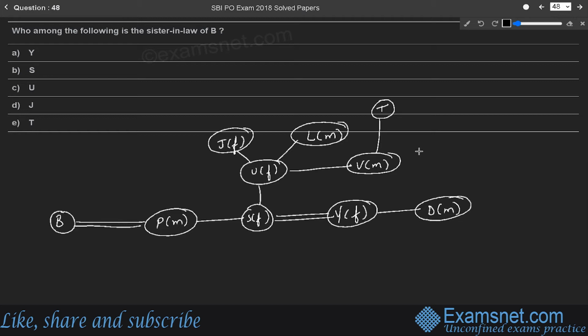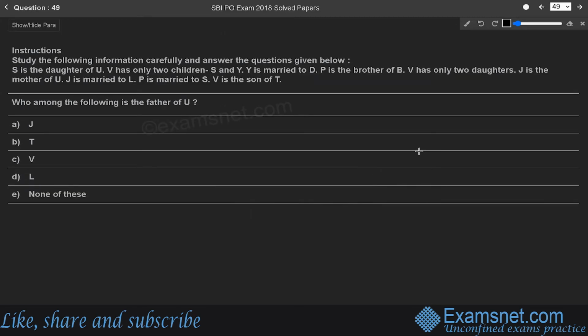It represents that double line is representing siblings and single line is representing married couples. So we can say that S is the sister-in-law of B. Therefore, the correct option here is option number B, which is S. Moving on to next question, it has the same directions. And the question is, who among the following is father of U? We have seen in the previous question that L is the father of U. And therefore, we can say that the correct option will be option number D, which is L.